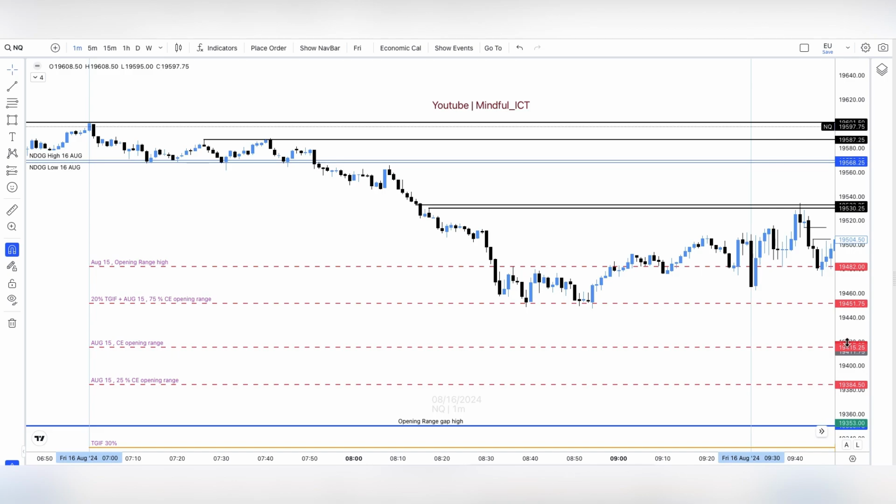ICT then delves into the concept of one-way price delivery with minimal retracement. He advises that in such scenarios, it's essential to identify relative equal lows or swing lows, as the price is likely to target these levels during the lunch macro period from 11:30 a.m. to 1:30 p.m. This 2-hour window often sees retracements which can provide trade opportunities.